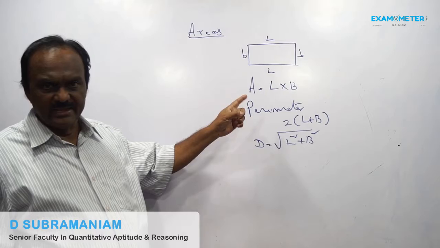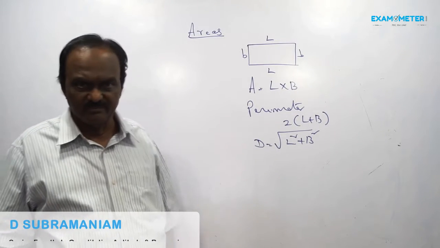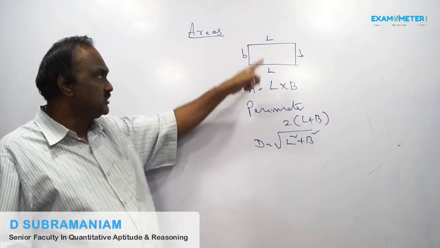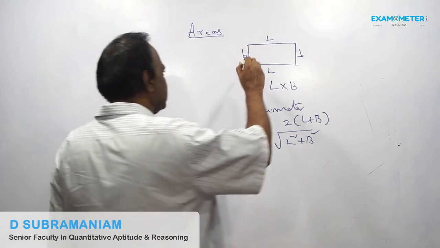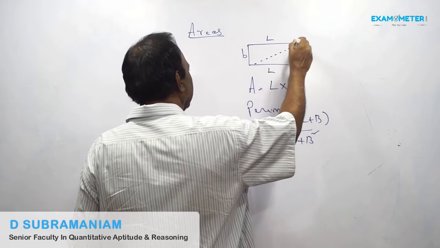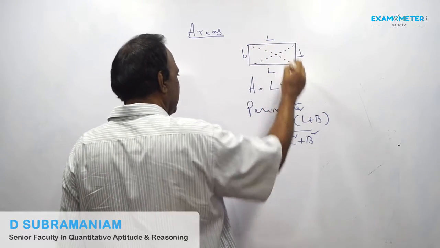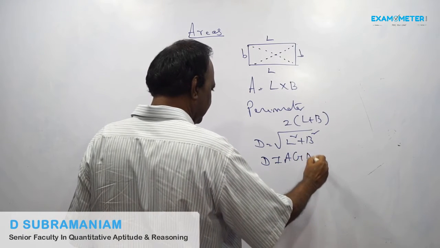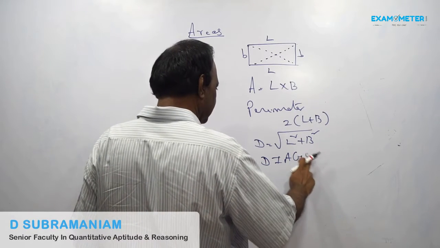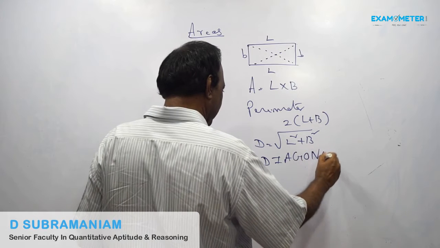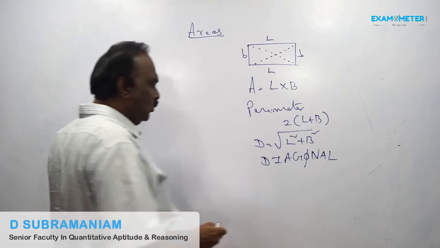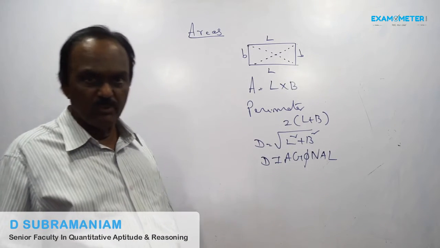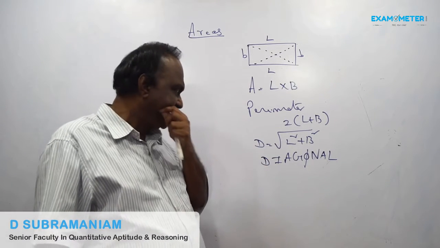A rectangle is a four-sided figure. Length will be more, breadth will be less. These two are called length, these two are called breadth. This is called diagonal. O is silent in diagonal. You should not pronounce it that way; it's the wrong pronunciation.